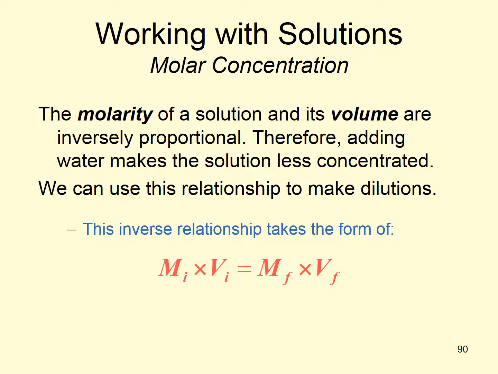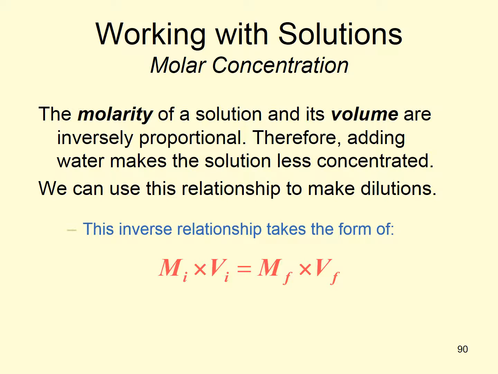MiVi equals MfVf, where i means initial and f means final. So for your initial solution, molarity times volume equals the molarity times volume of your final solution. If you think about it, moles equal molarity times volume. So really, the amount of stuff that we have in that container hasn't changed at all. If you concentrate, and then you dilute it down, all you're doing is adding water. So the amount of stuff hasn't changed. The number of moles hasn't changed. And so that's why we're able to make these two things equal to each other.